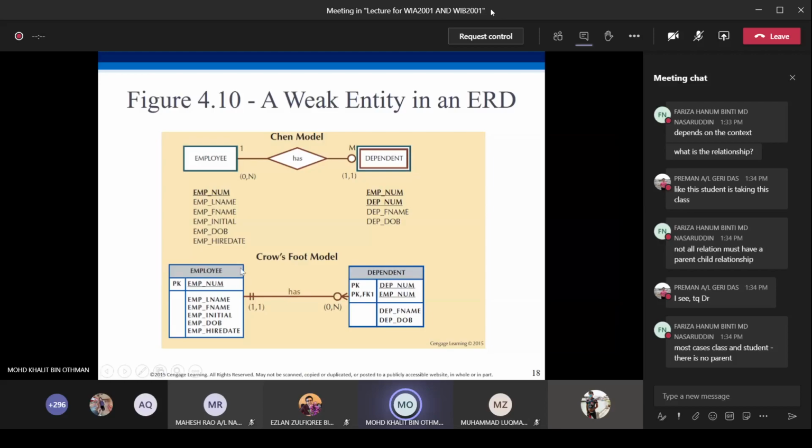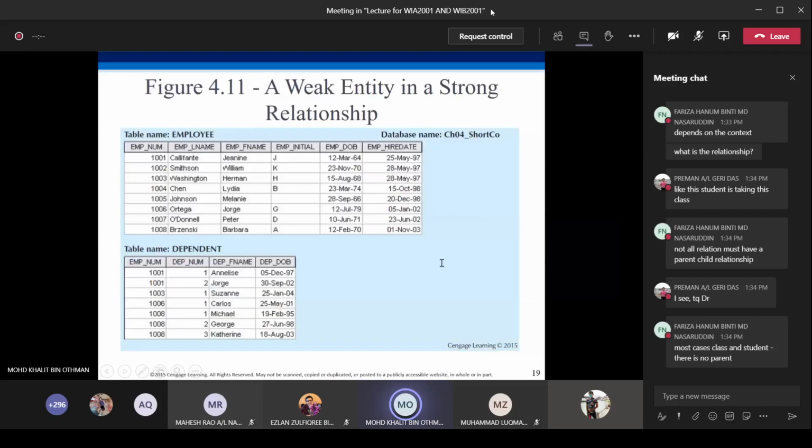The employee number was inherited from the employee entity. And employee number is a PK of the employee entity. So based on this definition, the relationship between the employee entity and the dependent entity is a strong relationship. Okay.